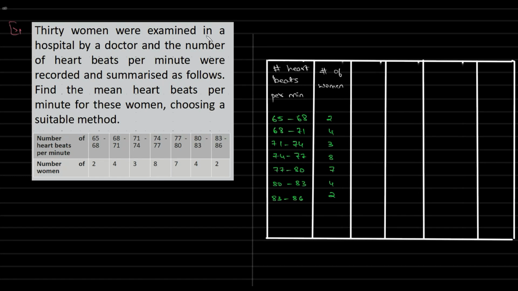30 women were examined in a hospital by a doctor, and the number of heartbeats per minute were recorded and summarized as follows. Find the mean heartbeat per minute for these women and choose a suitable method. So it's a simple, straightforward question. You have the heartbeat and the number of people who have that particular heartbeat at that moment of time. You have to find the mean.